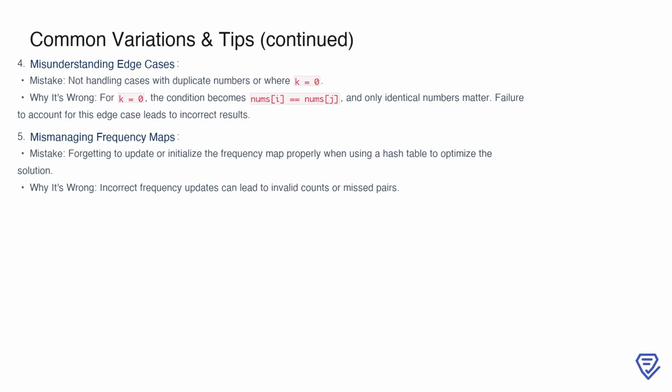Another area where mistakes occur is in handling edge cases. For instance, when k equals 0, the condition simplifies to finding identical numbers in the array. If you don't account for this specific scenario, your solution may overlook valid pairs. Additionally, using a frequency map can optimize the solution, but it's easy to make errors when updating or initializing the map. For example, if you forget to update the frequency correctly, your program might either count too many pairs or miss some entirely. These kinds of oversights can significantly impact your results, so paying close attention to edge cases and the proper use of data structures is essential.